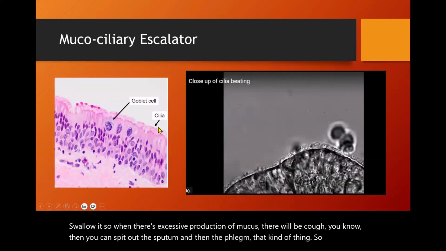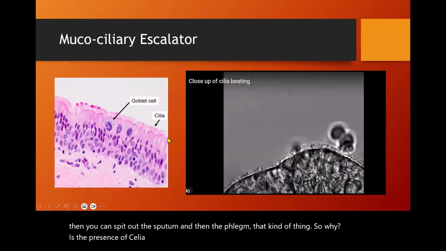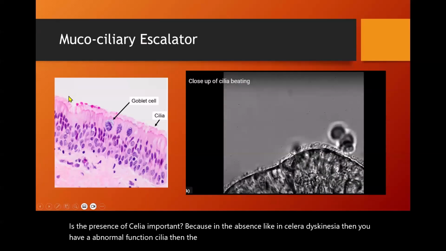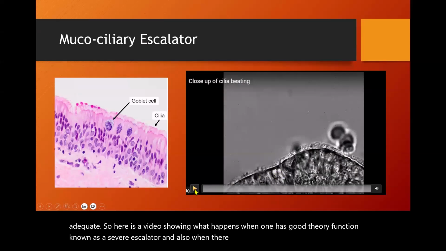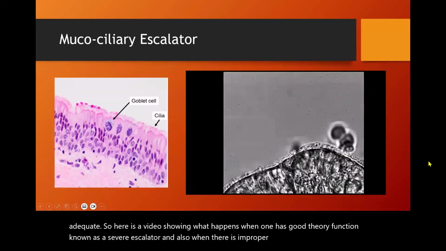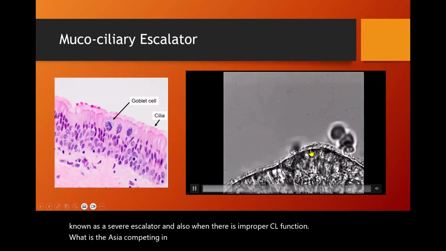So why is the presence of cilia important? Because in the absence, like in ciliary dyskinesia, you have abnormally functioning cilia, then the drainage of this mucus will not be proper and adequate. So here is a video showing what happens when one has good ciliary function, known as the ciliary escalator, and also when there is improper cilia function. Notice the cilia are moving in one particular direction. That's why the mucus will move in one particular direction.